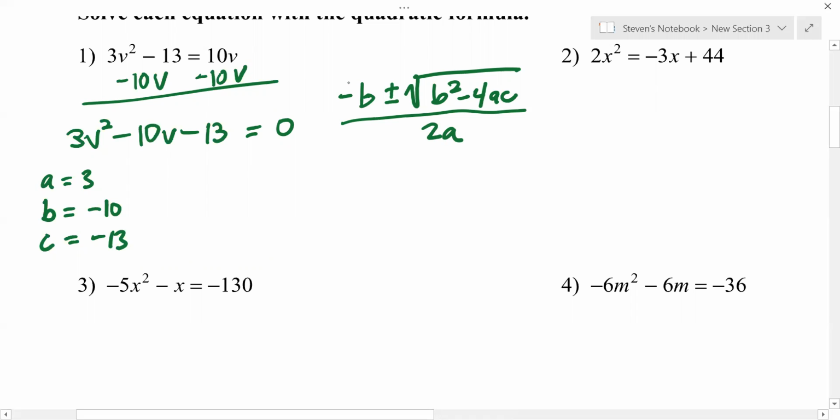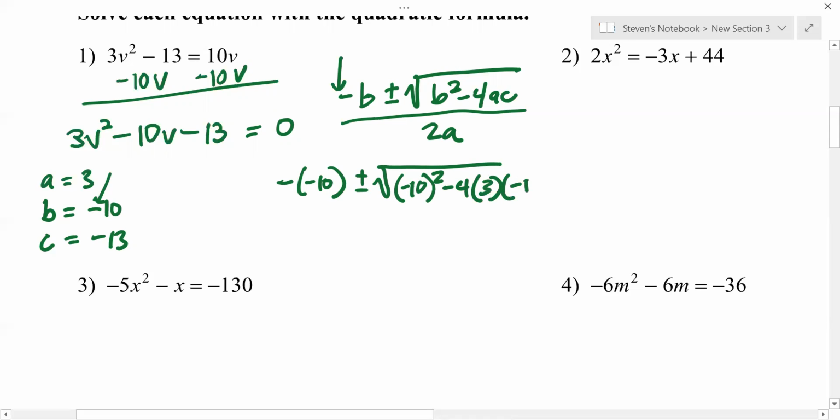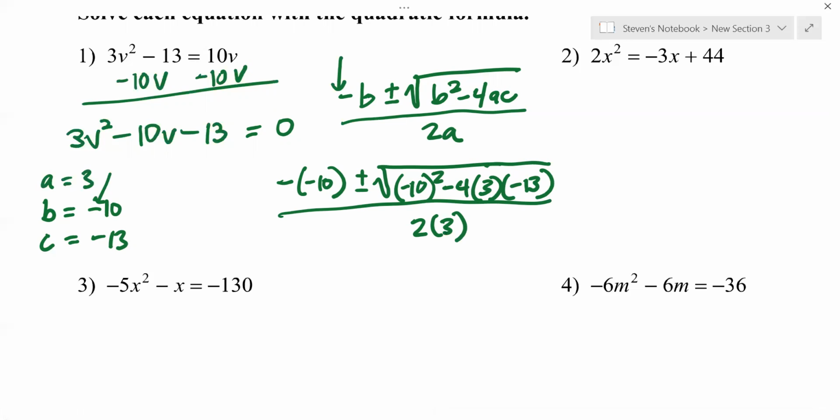All right, so this negative right here does not count for that negative when I plug in b, right? So when I plug this in, it's going to be -10. Plus or minus the square root of b again, so b is -10. So -10 squared minus 4 times a, which is 3, times c, which is -13, all divided by 2 times a, which is 3. So you'll notice on the first step, all I did was plug in. Now let's do some calculations, all right?